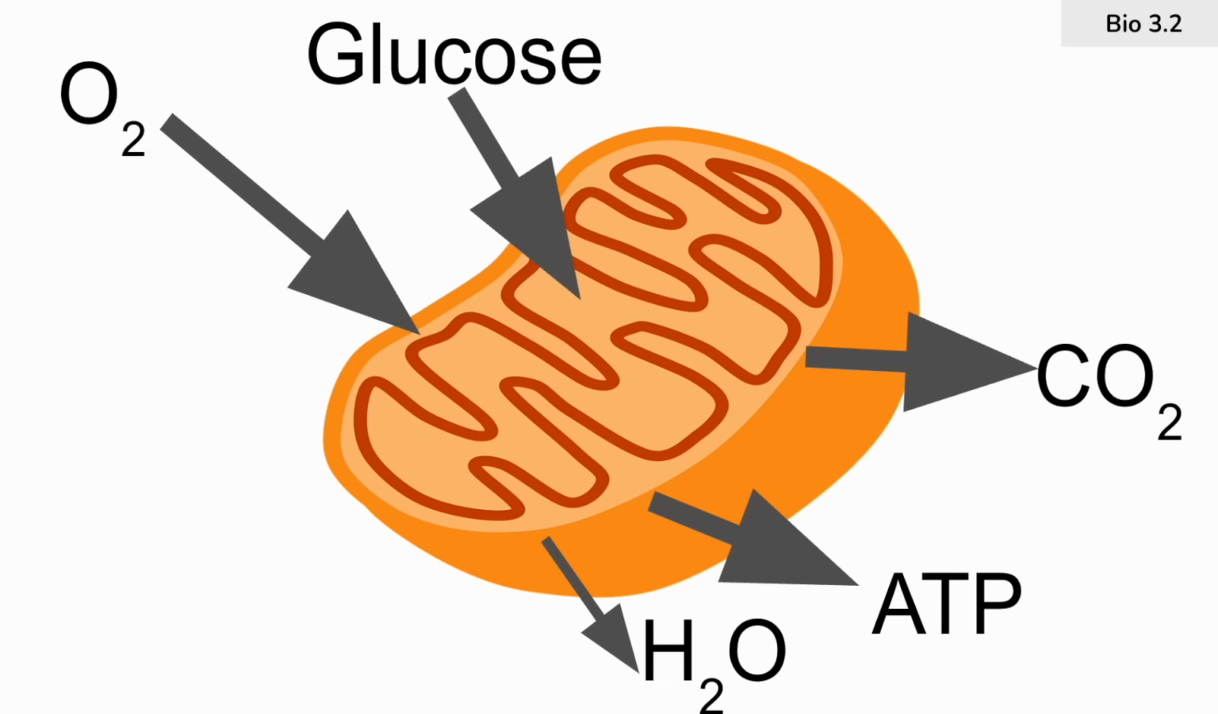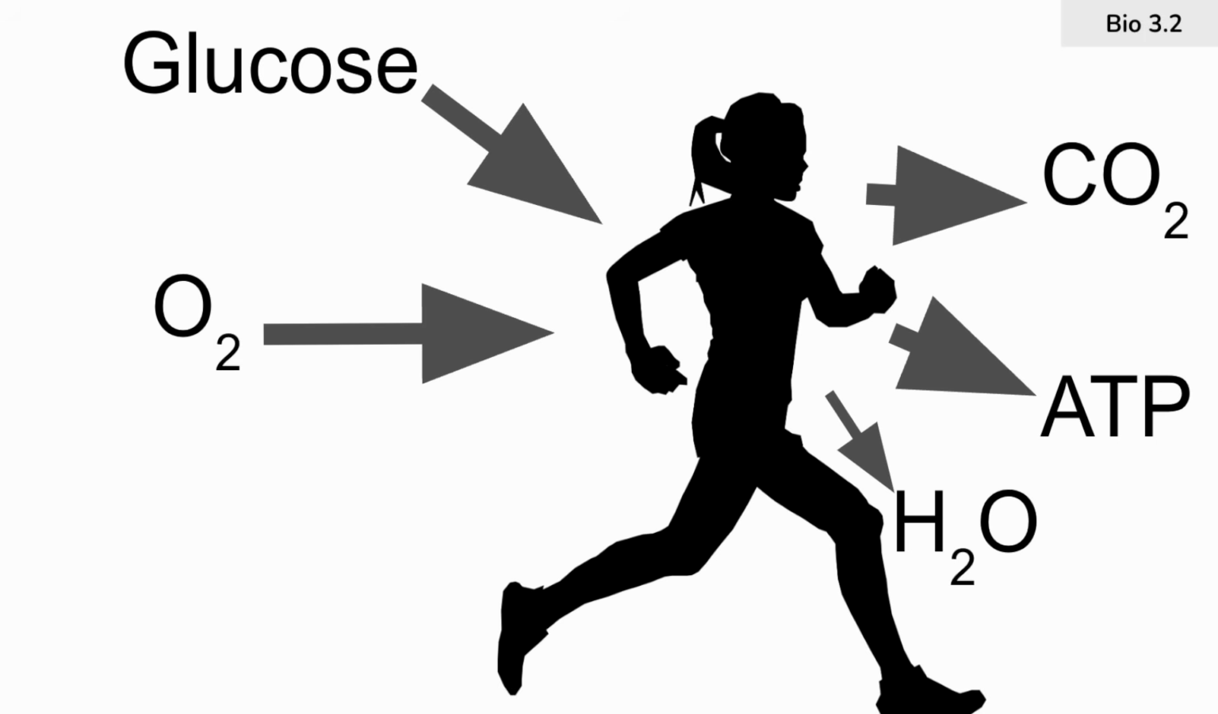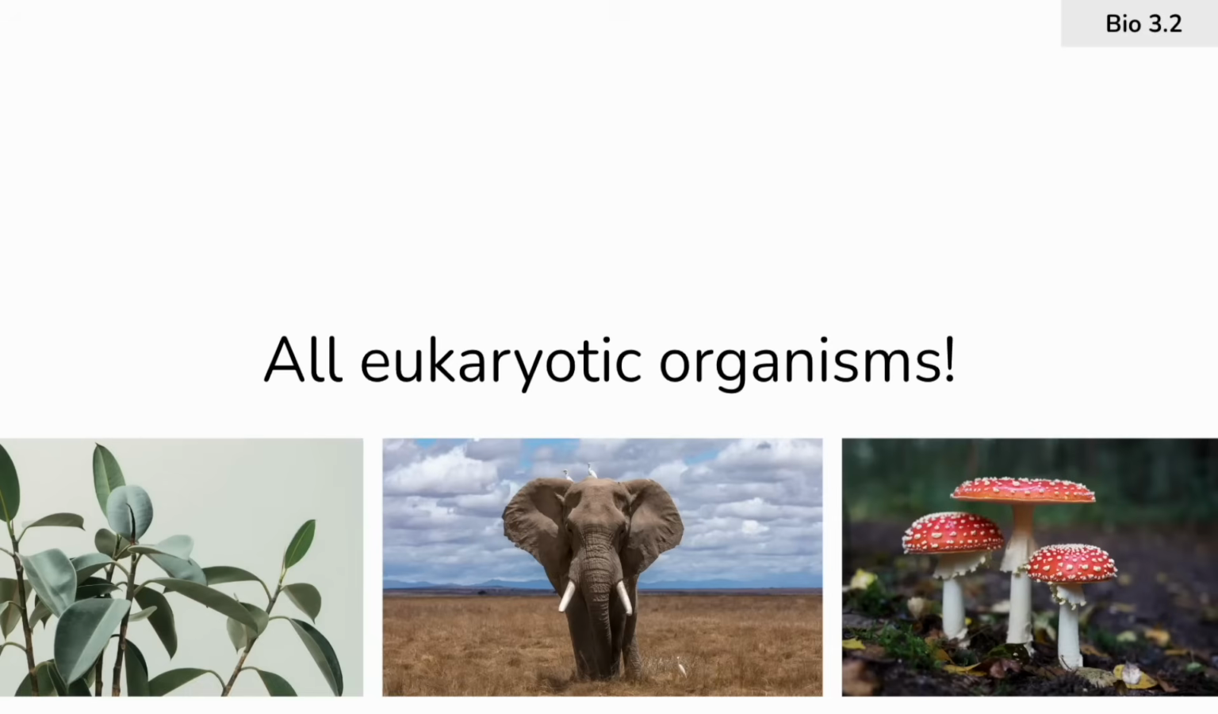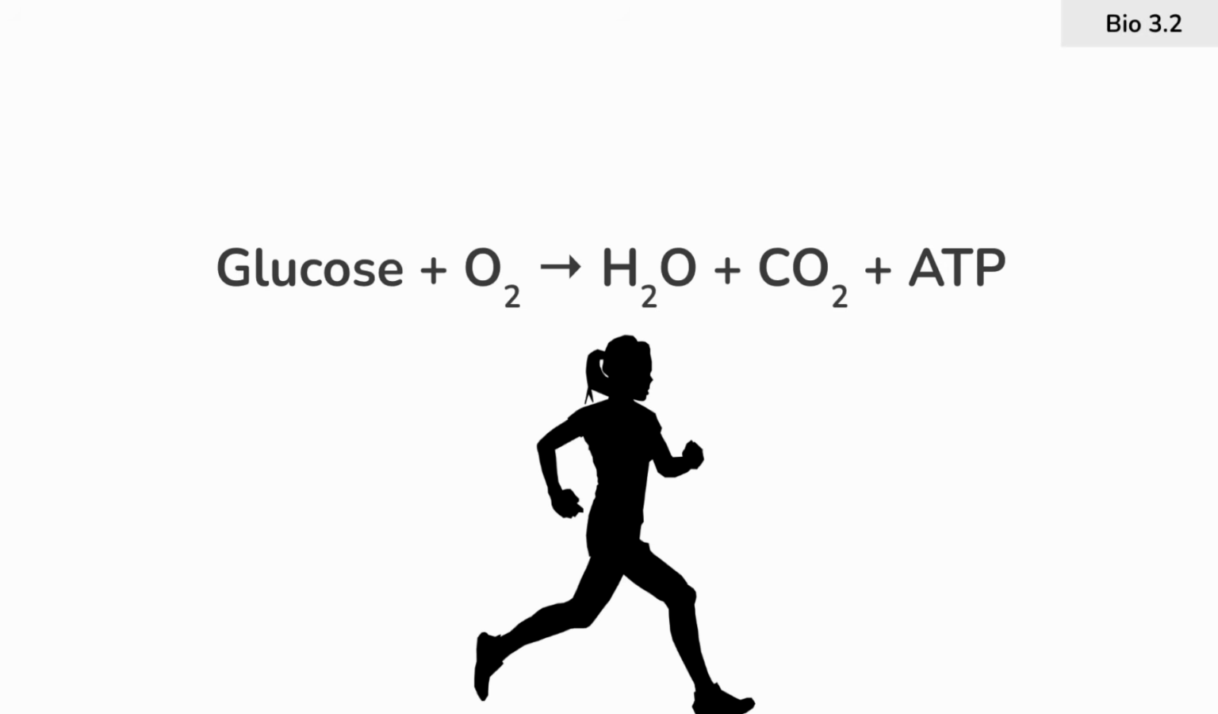dioxide as byproducts. Now, we need this process in every single one of our cells, so the oxygen that we inhale every day from the air is going to go to that cellular respiration process. And we know that the carbon dioxide that we exhale comes from cellular respiration. We also get the glucose for this process from the food that we eat. All eukaryotic organisms are going to perform cellular respiration. Here it is again in equation form.